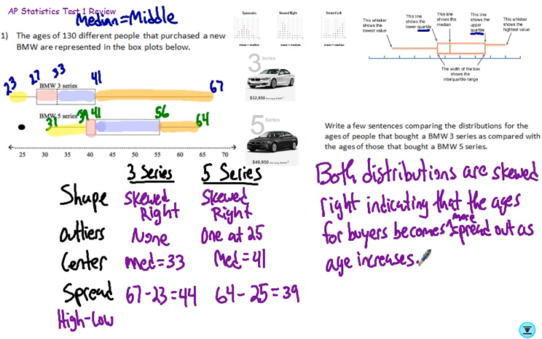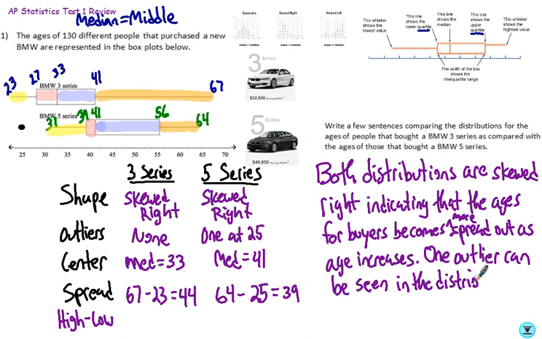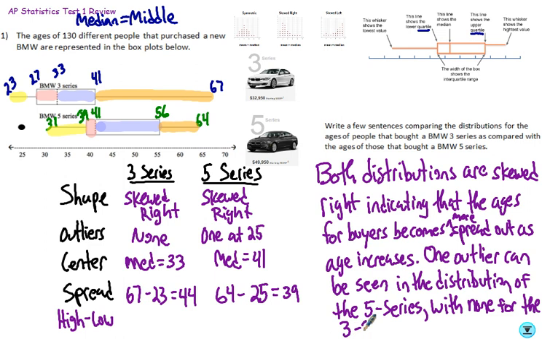Outliers. We had one outlier for the 5 Series. So one outlier can be seen in the distribution of the 5 Series, with none for the 3 Series. And then we're just kind of going down our list here.